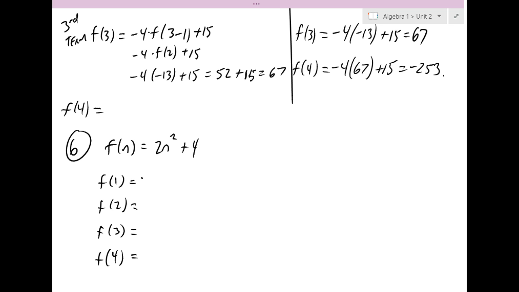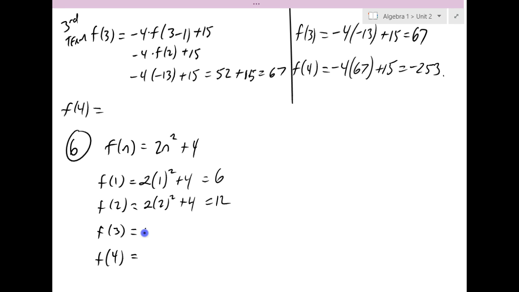Maya, what'd you get for f of 1? 6. Good. And so what expression should we write to get 6? 2 times 1 squared plus 4. Perfect. And so that is 6, you're right. And Elizabeth, how about f of 2? 12. And how'd you get that? 2 times 2 squared plus 4. Okay, very good.